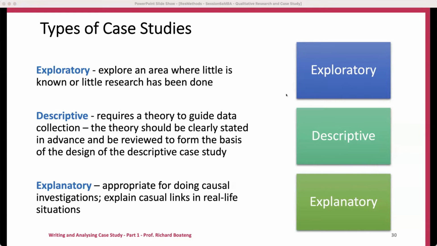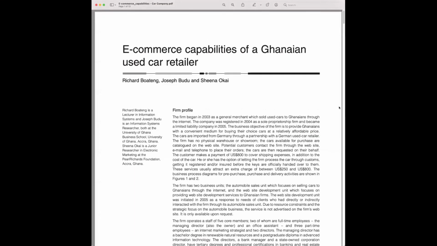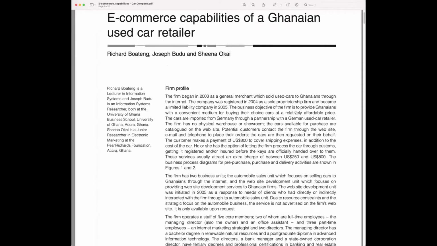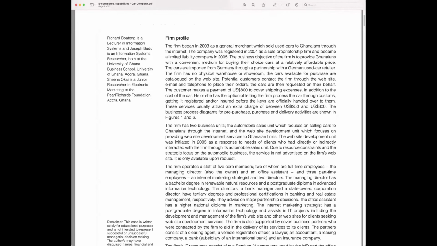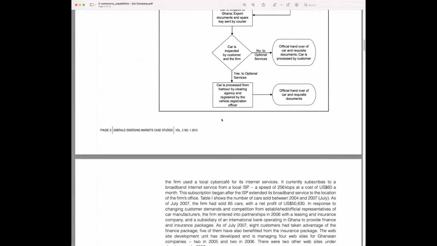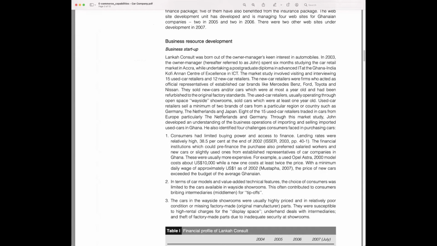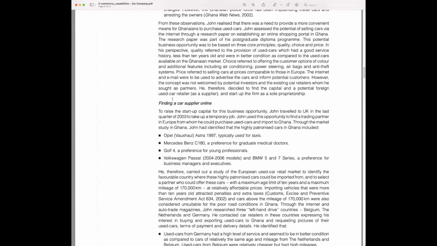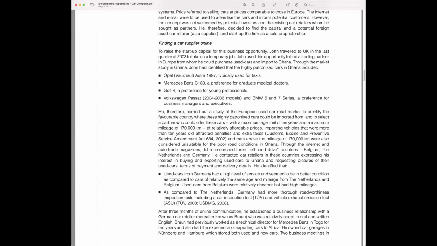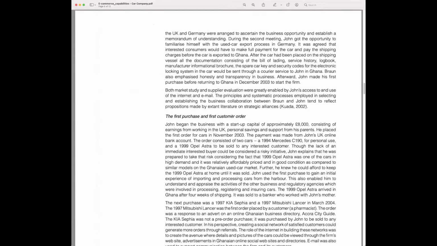Let me just show you an example of a description. This is a whole case study used for studying e-commerce. Look at this: the e-commerce capabilities of a Ghanaian used car retailer. Because it's a case study, we said you have to give us the context, the firm profile, who the firm is, what the firm does, and the context of the firm. After that, it talks about how the firm's business started, the phenomenon. I remember I told you. So how the firm started and then how the firm sold the first car online, found a supplier online, and then sold the first car to the first customer.